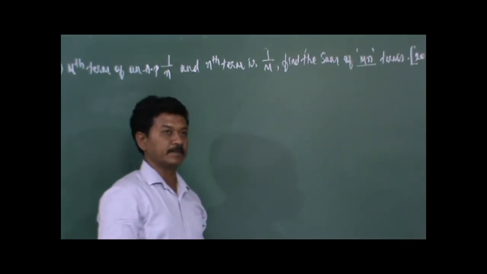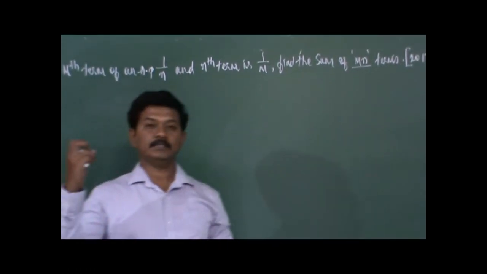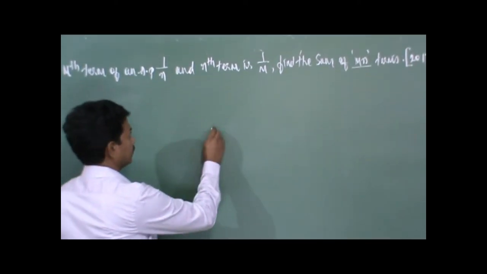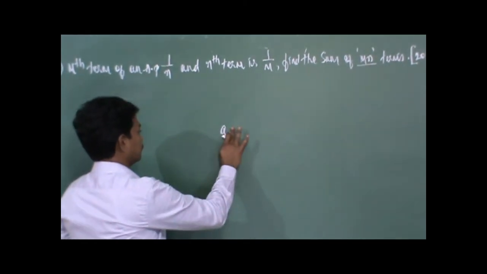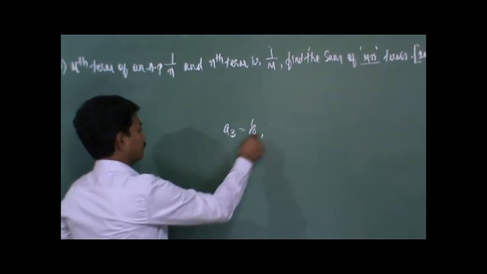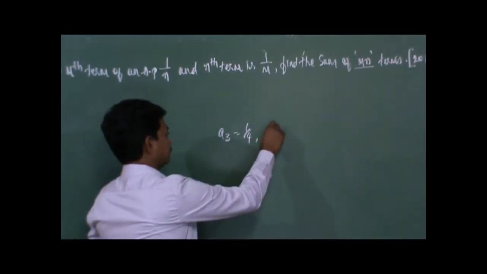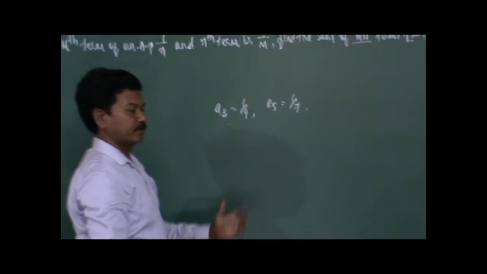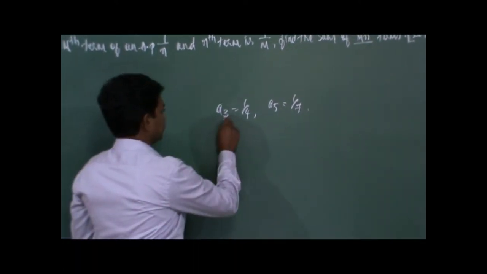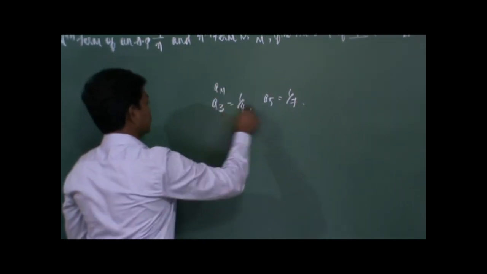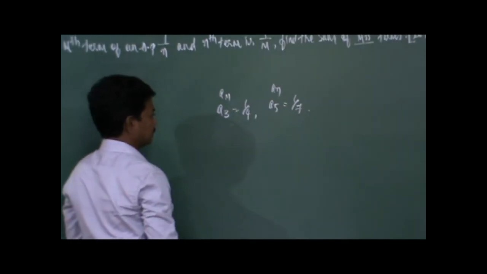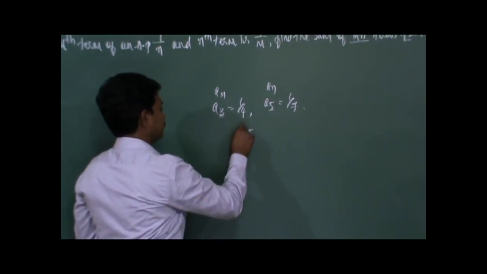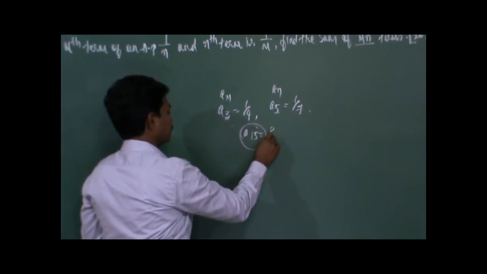Mn terms. For example, I will show you a numerical one. Suppose the third term is 1 by 4 and the fifth term is 1 by 7, whatever it is. If you consider these as the mth term and the nth term, you have to find the mnth term, so 3 into 5 becomes the 15th term. You have to find the value of that.